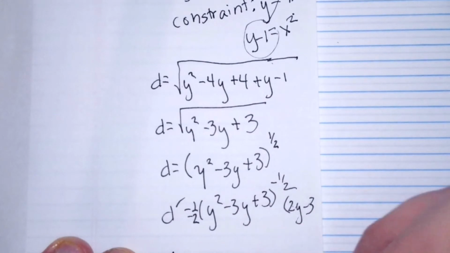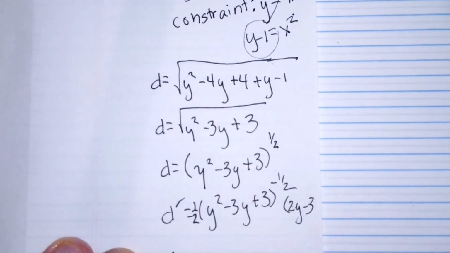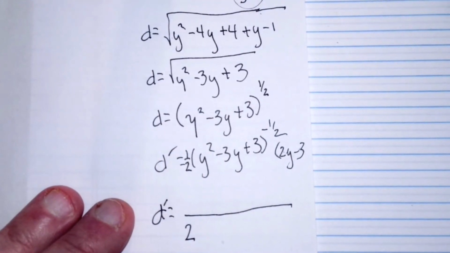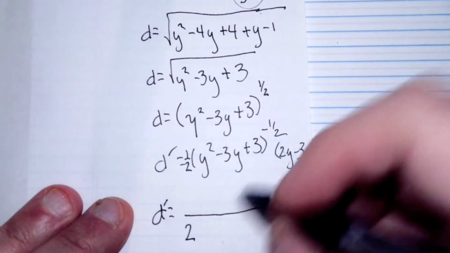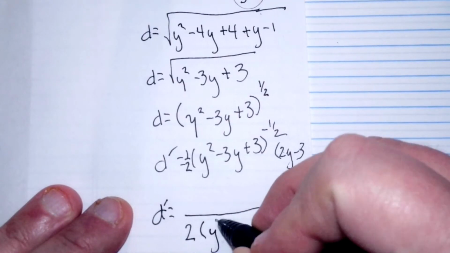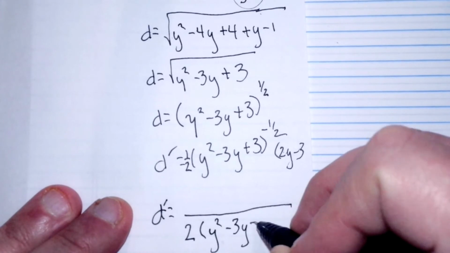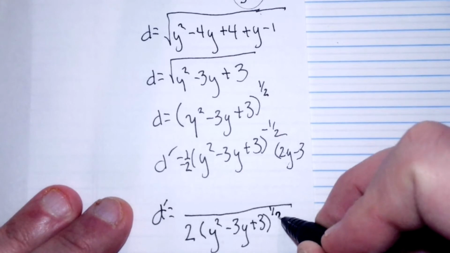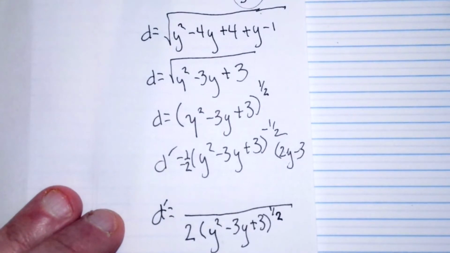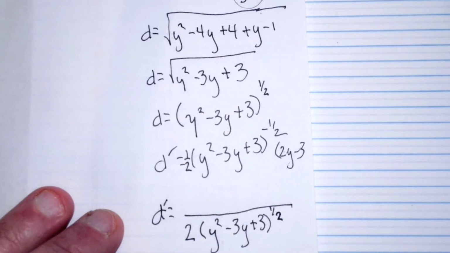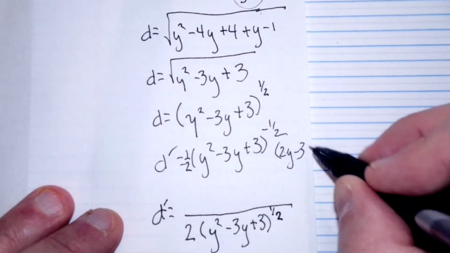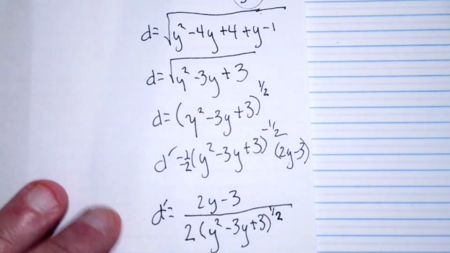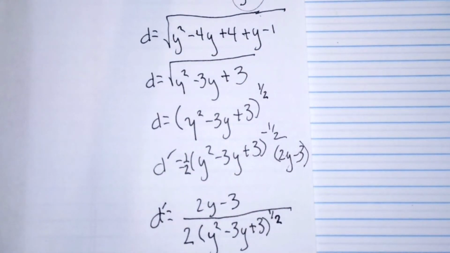And let's rewrite that. There's going to be a 2 in the denominator, and then there's going to be y squared minus 3y plus 3 to the 1/2, and then there's going to be a 2y minus 3 in the numerator.